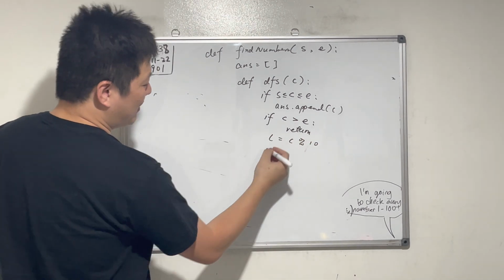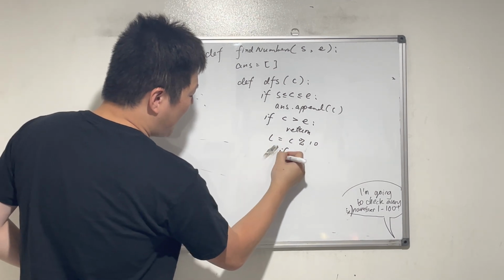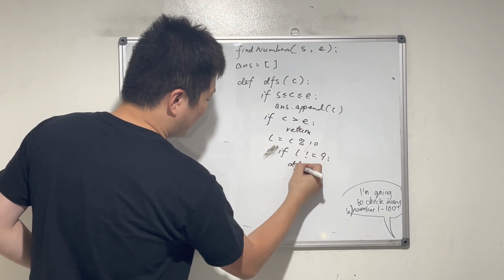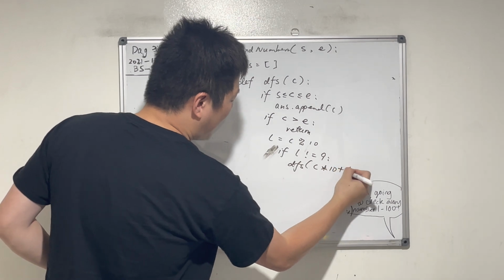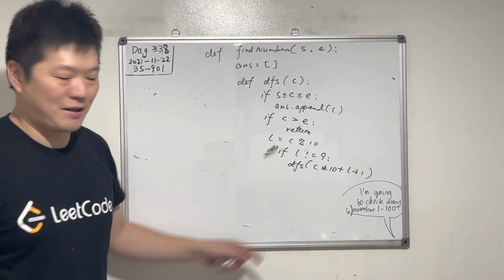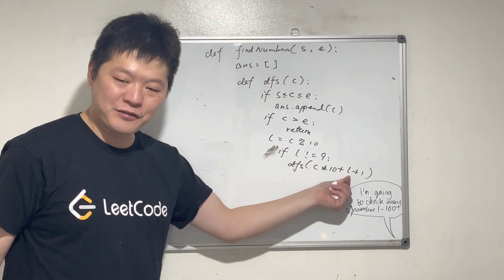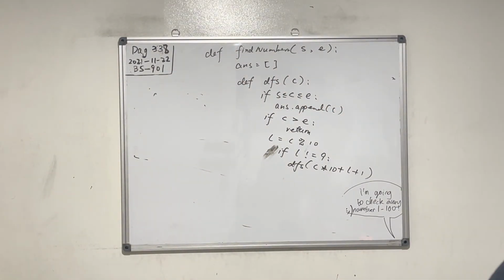And what's the next number? I can say therefore if L not equals 9, then I can therefore search C times 10 plus L plus 1. Let's say it's the next number. Because this is 1, 2, 3, 1, 2, 3 times 10 plus 3 plus 1 is 1, 2, 3, 4. Make sense?